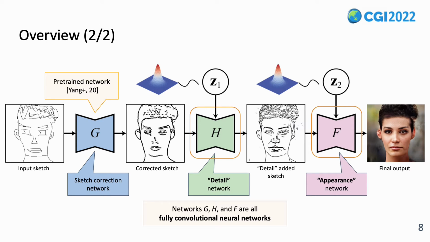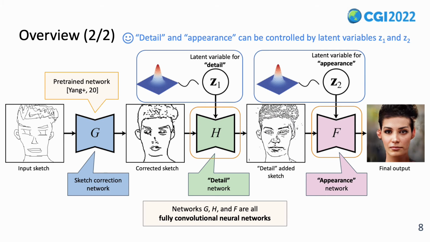Then, we get the final output through the detail network H and the appearance network F. H and F can be controlled by the latent variables Z1 and Z2 sampled from the normal distribution. By changing these latent codes, we can generate diverse images.